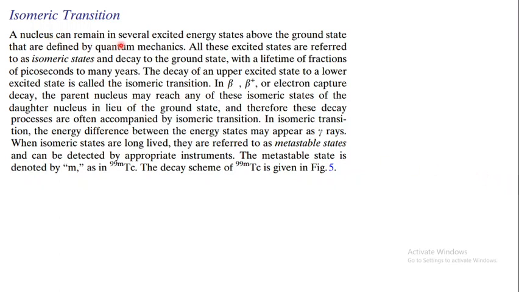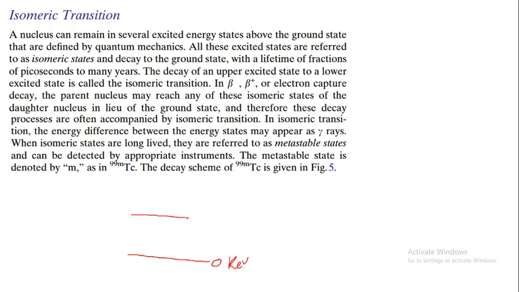A nucleus can remain in several excited energy states above the ground state. As we studied in the decay process of different radionuclides, when they undergo beta or positron decay, after the decay they do not come directly to a stable position, but remain above it. These states are higher than the ground state, or stable zero potential energy state. Let's come here, this is zero energy in kilo electron volt, as we have studied previously.